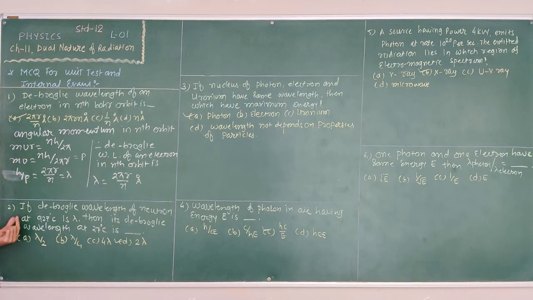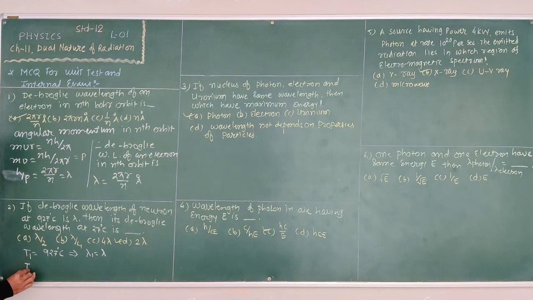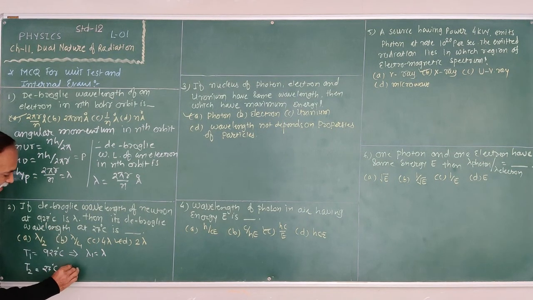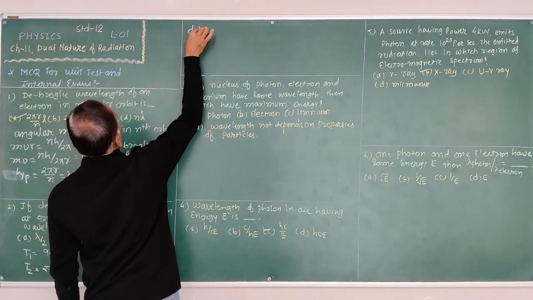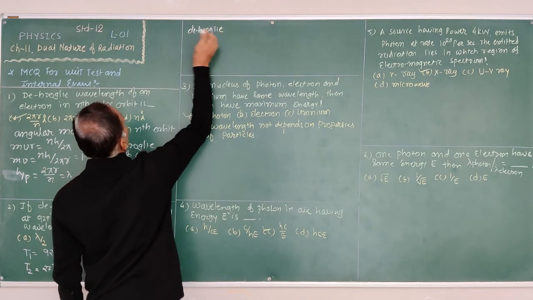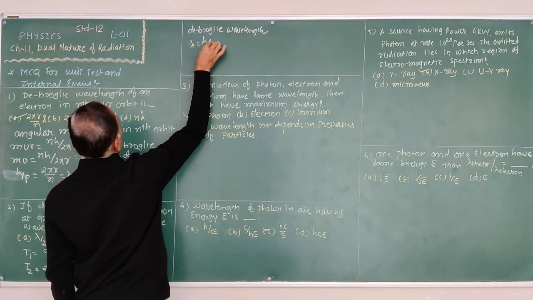Now after that, if the de Broglie wavelength of an electron at 927 degrees centigrade is lambda, then what is its de Broglie wavelength at 27 degrees centigrade? Here the temperature T1 is given as 927 degrees centigrade. At this temperature, de Broglie wavelength lambda 1 is equal to lambda. Now at the new temperature 27 degrees centigrade, what is the de Broglie wavelength lambda 2? Now de Broglie wavelength lambda is equal to h upon p.